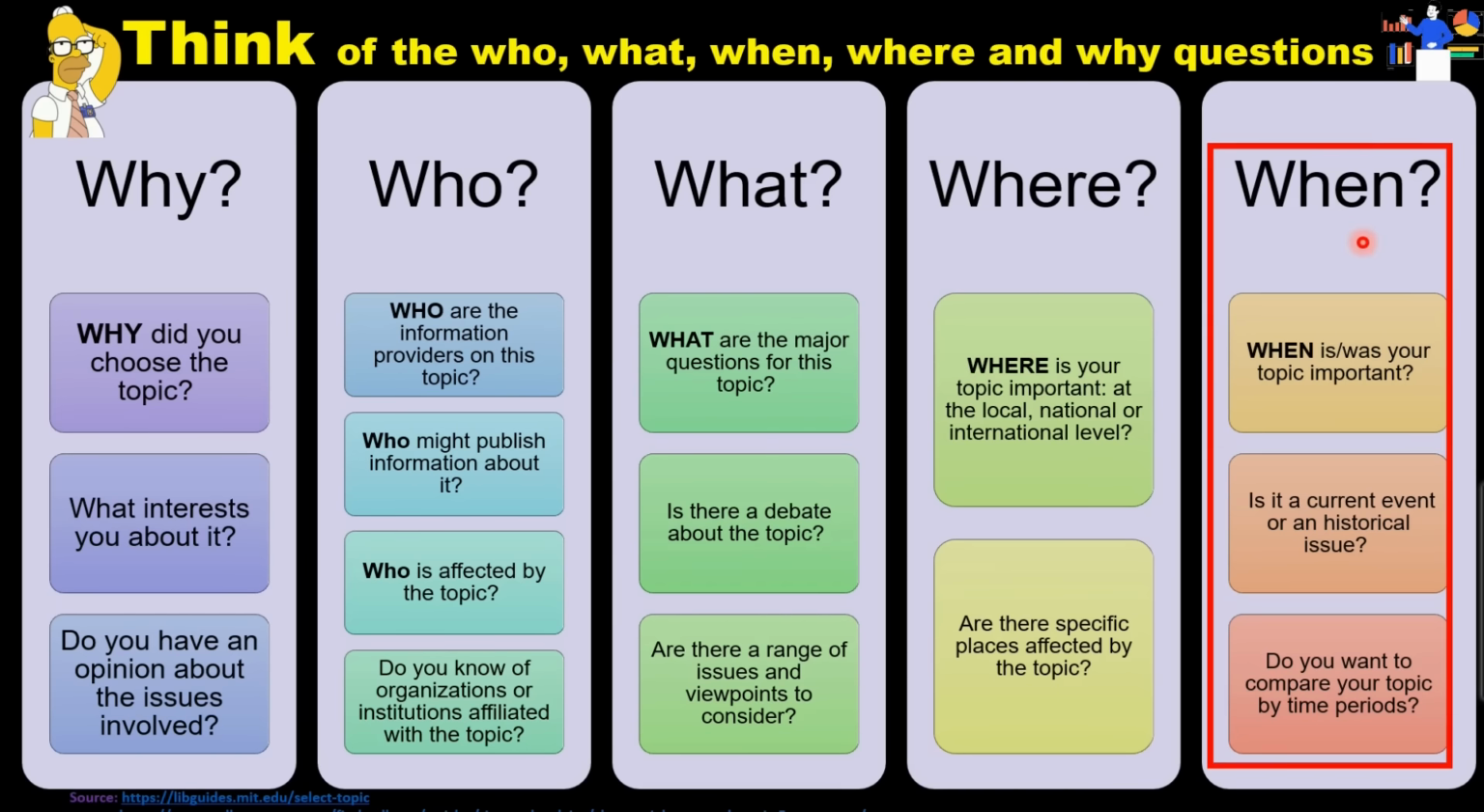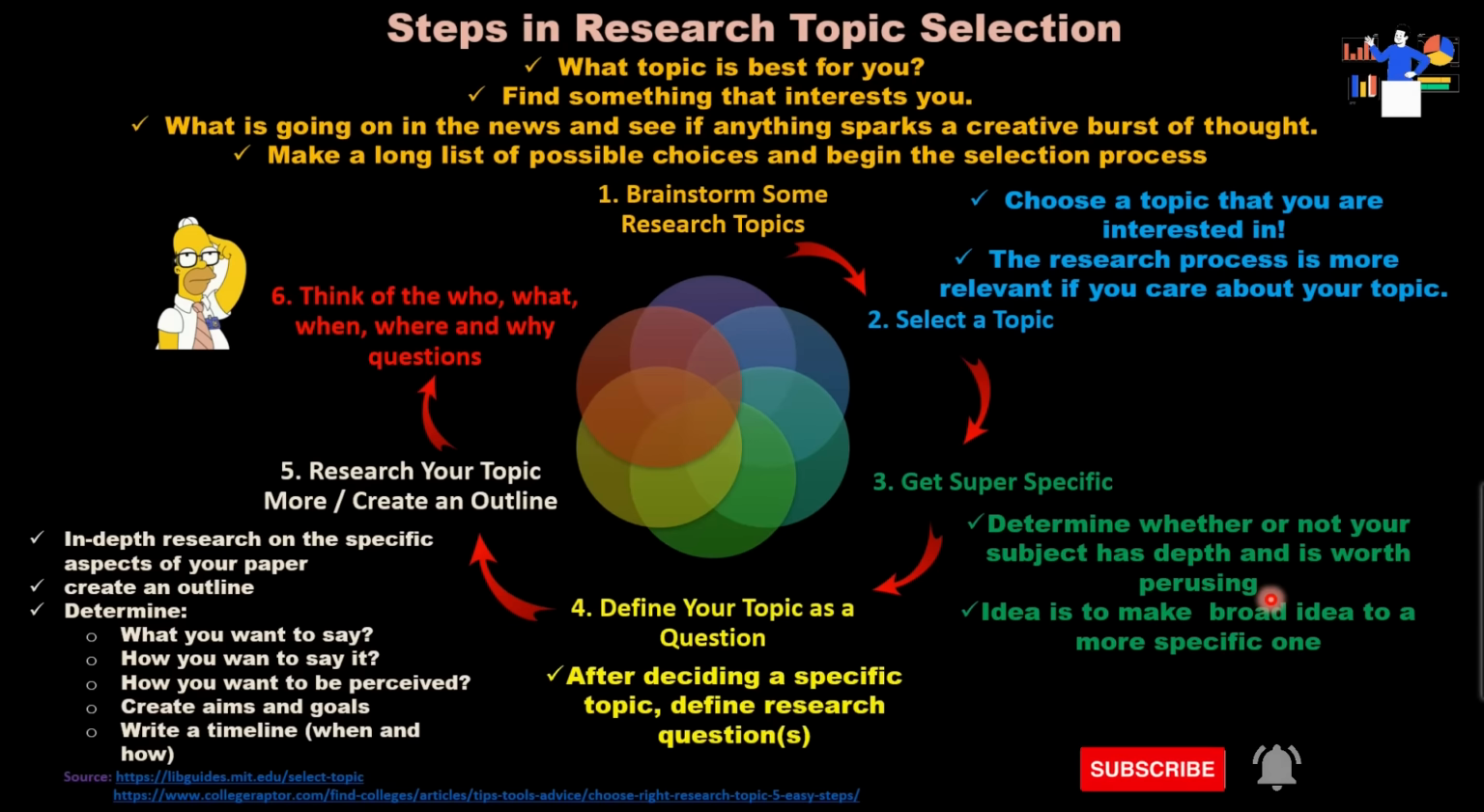At last, you need to think of when the topic is relevant and important today. Will it be an area of interest in the near future too? You also think about this. Does it cover historical issues, or does it address a current issue? Or you could compare the topic across different time periods. It can also be very helpful if you compare with different time periods. So this is the whole story. So there are 5 steps, actually 6 steps, that will help you while selecting a research topic for your research.